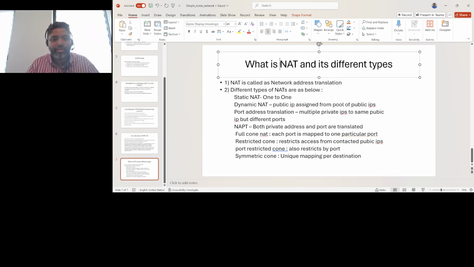So everybody knows that IPv4 addresses are 32-bit long. So 2 to the power of 32 will result in a number of IP addresses which are not sufficient for all the devices in the world, right? So if everybody gets a public IP, then we would have run out of IP addresses by now, right?